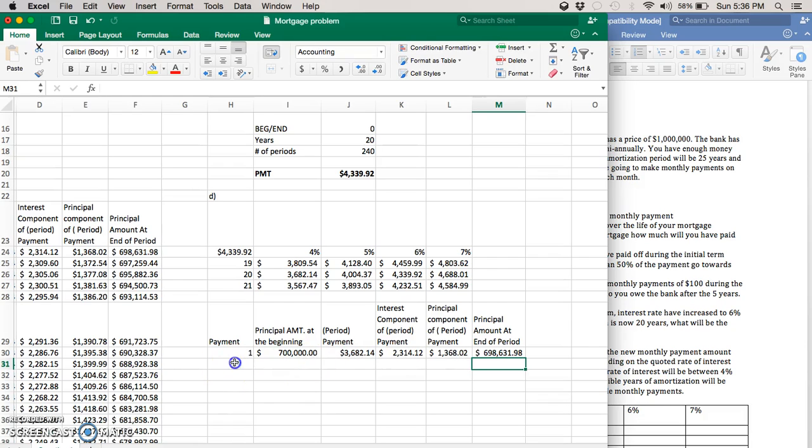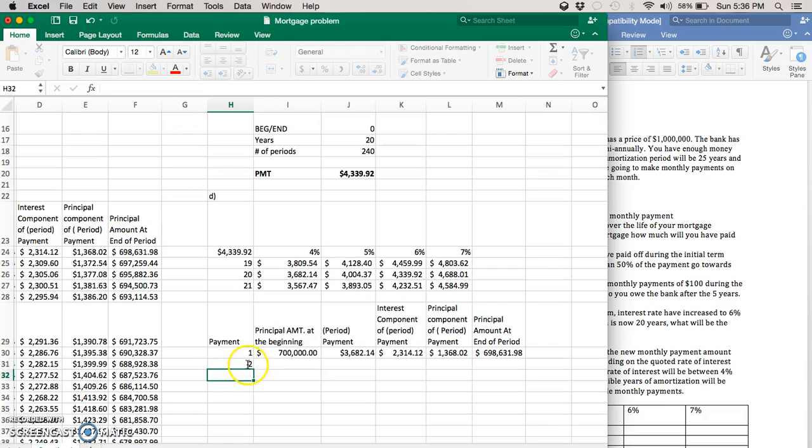So basically what you're doing is you're paying 3,682 every month to the bank. The amount of interest that you're paying is dependent on how much of the loan is outstanding. So in this case, it's still 700,000. We multiply the APR by that, and we got our interest component of the period payment. Once you pay off the interest component of the period payment, the remaining amount is used to pay off the principal amount that was at the beginning of the payment.